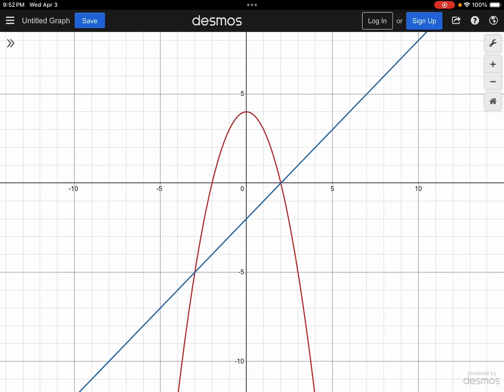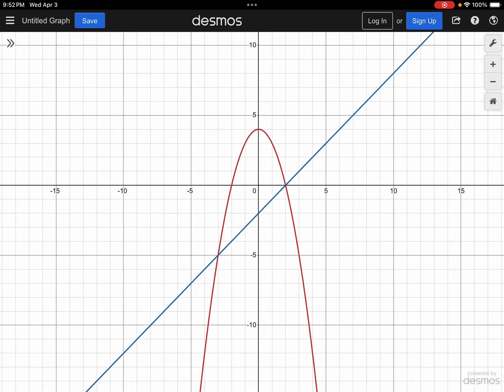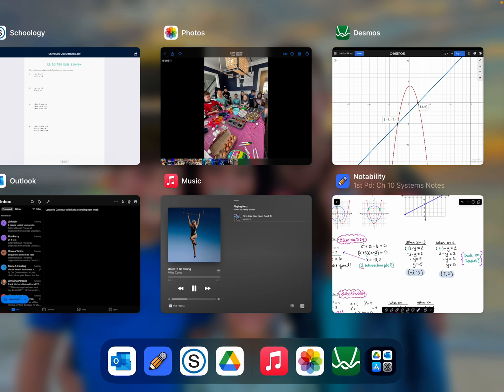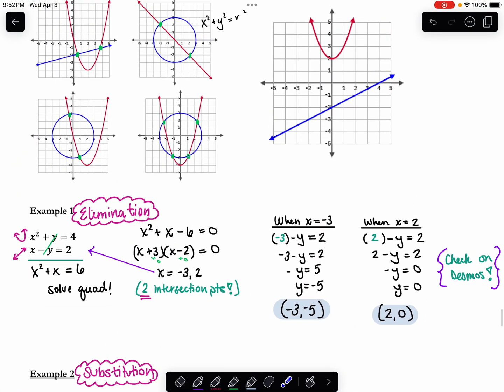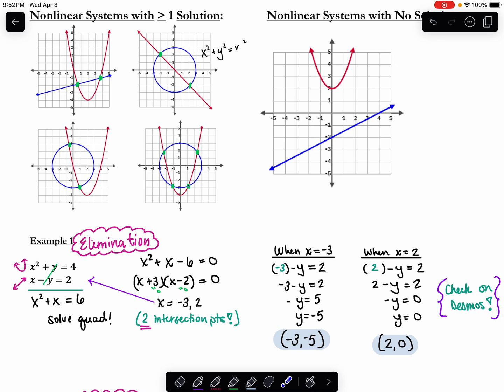And what's really nice is you can get a visual of what's going on. That quadratic is an upside down parabola, and then that line. And if you just tap on the intersection points, you can see the solutions, just what we solved algebraically: (-3, -5) and (2, 0) are the points where these 2 functions are intersecting. So Desmos is really nice when you're doing your homework, because obviously we can't use it on a quiz or test, but you can check your answers on Desmos for these more complicated nonlinear systems.